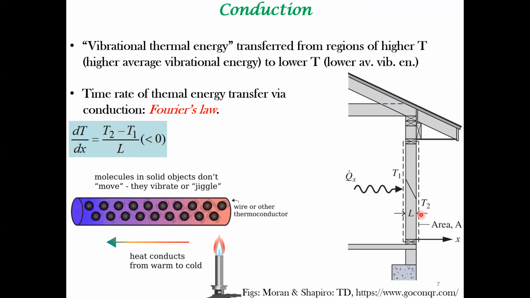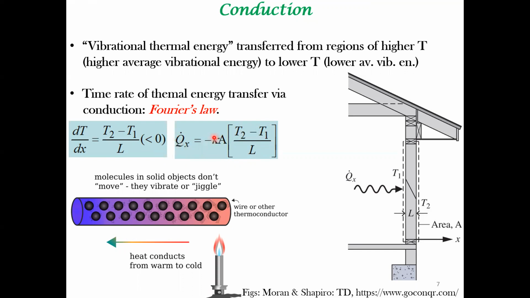And that is inversely proportional to L. If L is very large, the conduction will be less. You can also think that the conduction will be better if the cross-sectional area is greater. All these things are encapsulated in Fourier's law. So the time rate of thermal energy transfer via conduction is inversely proportional to length, directly proportional to area, and directly proportional to this temperature differential. Because this is negative, you have a negative sign here, because this is a positive quantity.